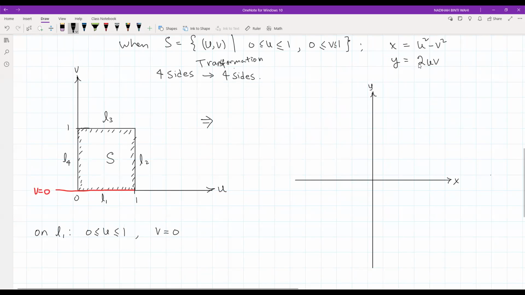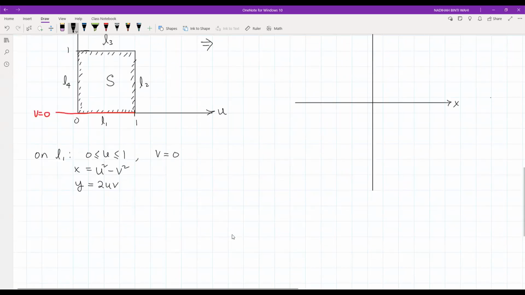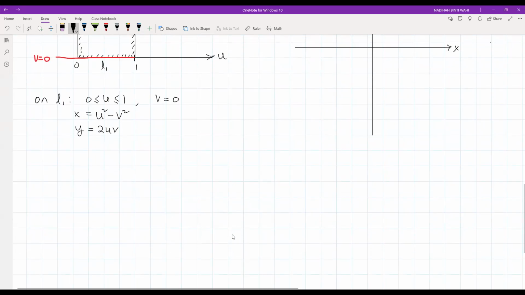Okay, so now let's look at the formula. Formula said that X equals U squared minus V squared, and then Y equals 2UV. Okay, now what's the easiest part to substitute? So you can substitute V equals to 0. So meaning that I have X equals U squared, and then Y equals 0. So Y equals 0, this is one line.